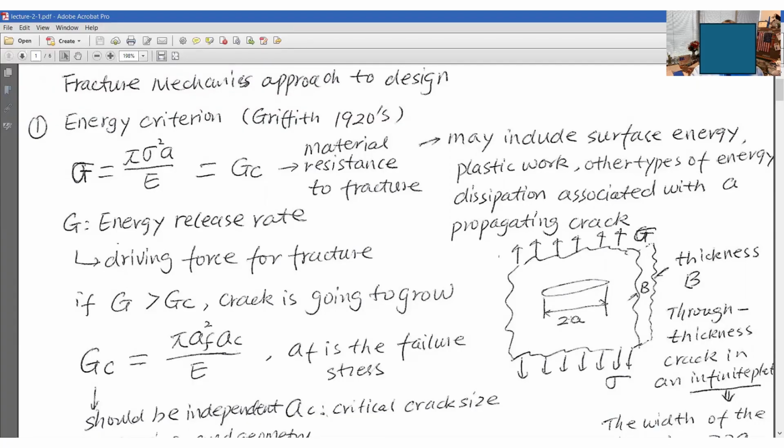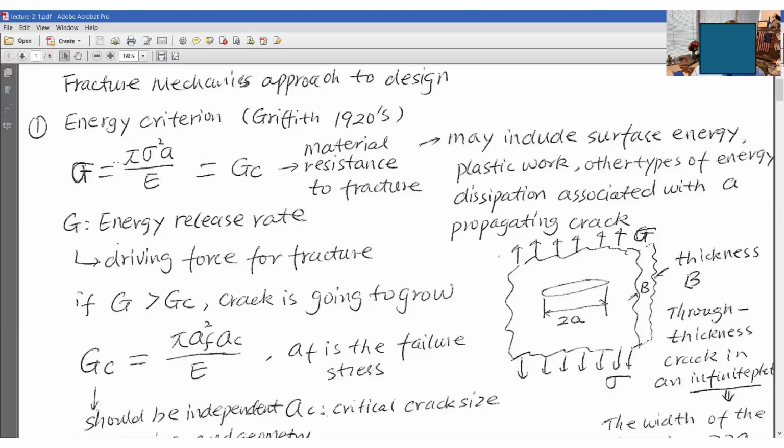length is 2a. One thing I want to emphasize is that for the central crack, we always denote the whole length as 2a. And for the edge crack, the whole length we use a single a. This is very, very important. The thickness of this plate is B. So this is the energy method.